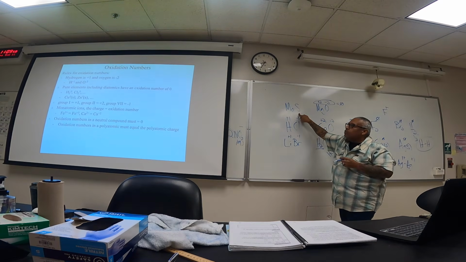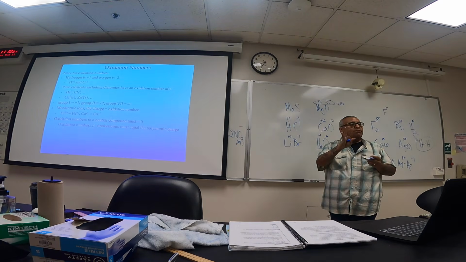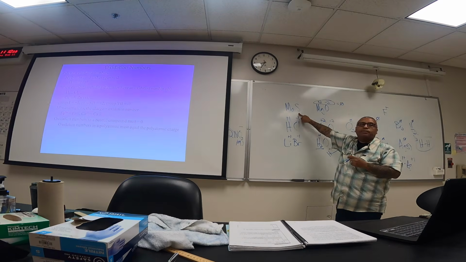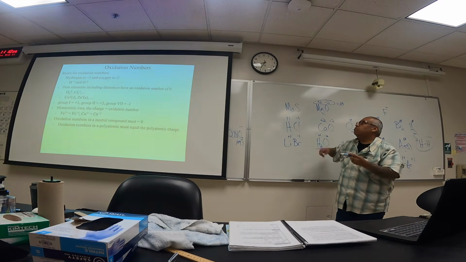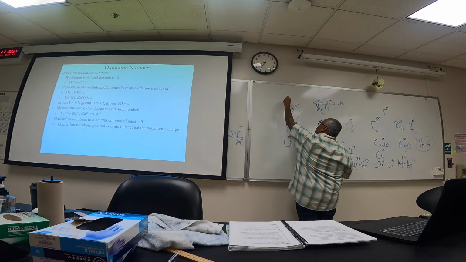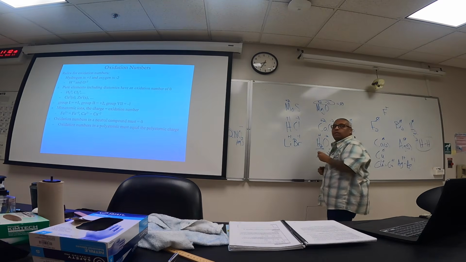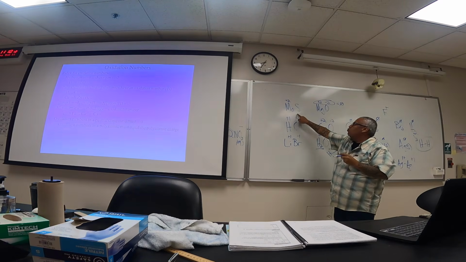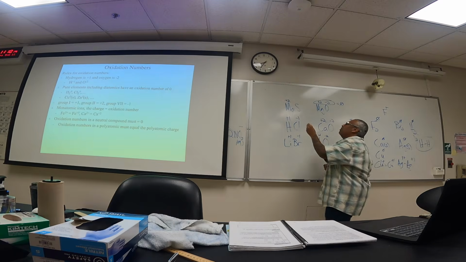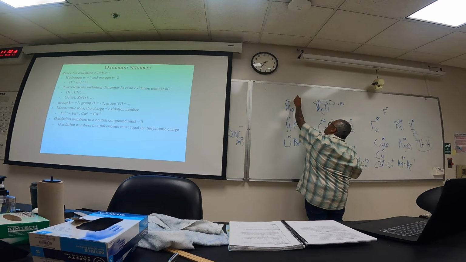That doesn't apply. So we have to use rule number 5 in order to figure out what this oxidation number is. I know what this one is. It's in group 2. So it must be plus 2. Now I'm going to use rule number 5. What's the oxidation number for sulfur? Minus 2.